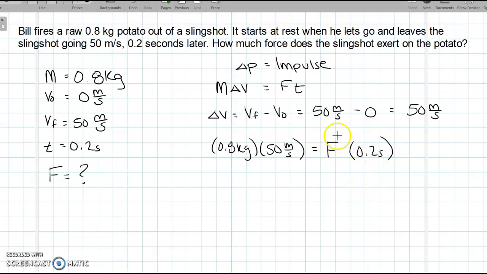So how do we get force? Well, we need to divide by time on both sides. Okay, so that's going to cancel out here. So we are left with force is equal to, well, you can go ahead and break out your calculator, and you should get that it's 200 newtons. All right, so 200 newtons there.